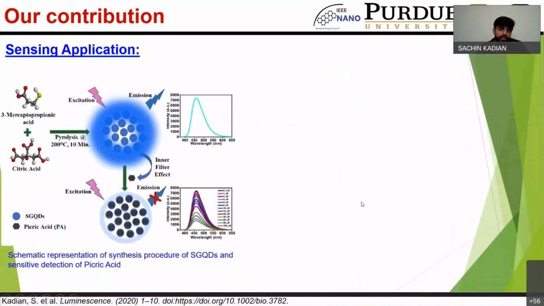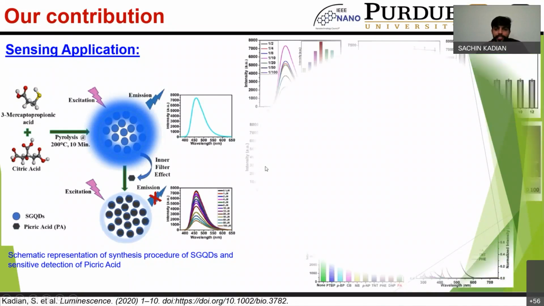Once we synthesized this, we started using them for different applications, and we first saw the sensing application. This is the schematic representation of the synthetic procedure of SGQDs and sensitive detection of picric acid. In this, you can see the bare SGQDs were very fluorescent in blue color. You can see the curve as well. But as they come into contact with picric acid, they lose their fluorescence due to the inner filter effect, as they make a ground state complex, and they quenched as we increased the concentration of picric acid.